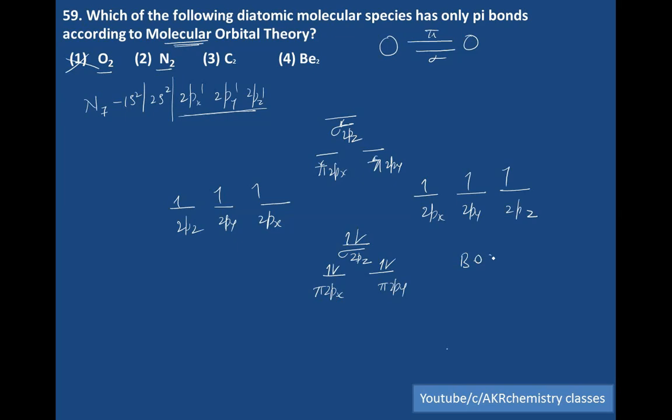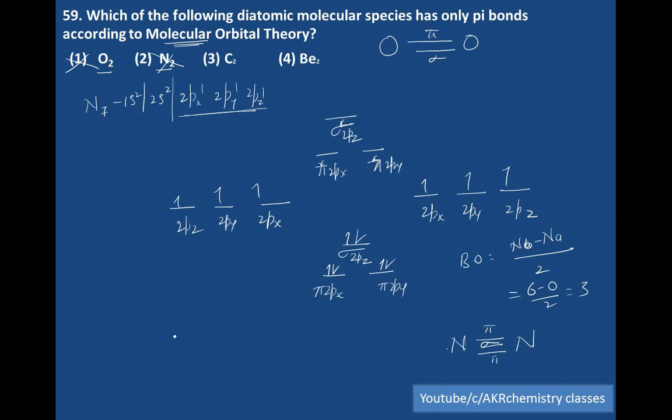We need to find the bond order. Bond order is equal to the number of electrons in bonding molecular orbitals minus anti-bonding molecular orbitals, divided by 2. 6 minus 0 divided by 2 is equal to 3. So between two nitrogen atoms, there are 3 bonds. Out of 3, 2 are pi bonds, this is one pi, this is one pi, and 1 is the sigma bond. So it is not possible because it contains both sigma as well as pi bonds.